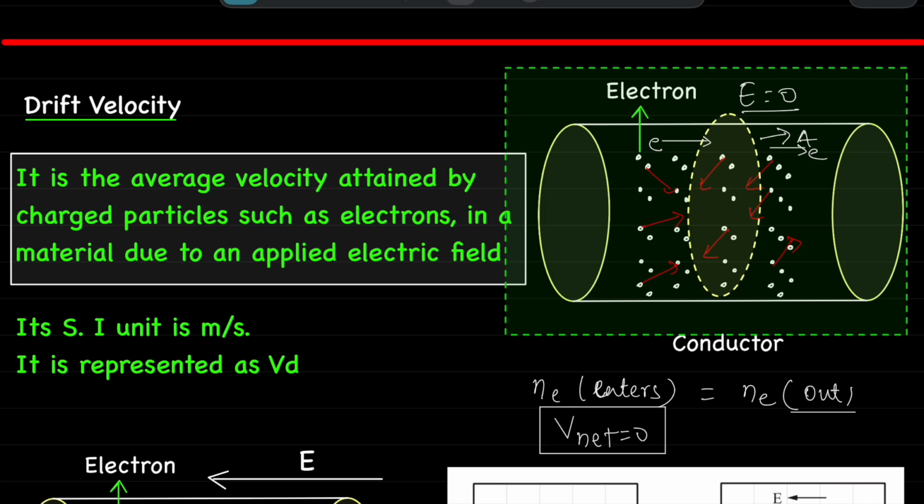So we can say that if we have a conductor and there is no electric field acting on this conductor, then the net velocity of the electrons will be 0. Individual electrons definitely move because of a lot of collisions, so they change position, but the net motion of the electrons is 0. But what will happen if we place this conductor into the electric field?